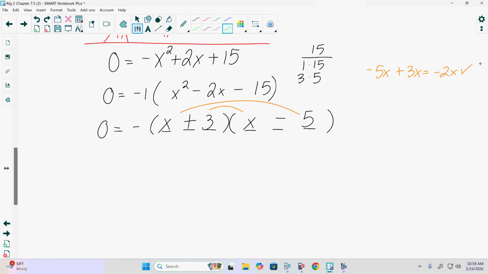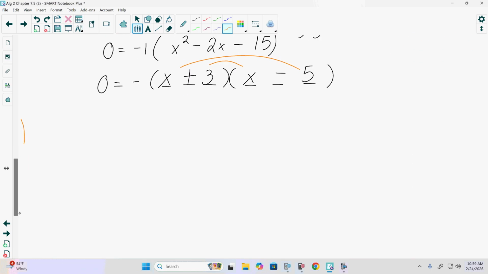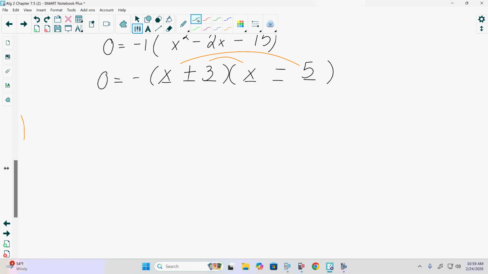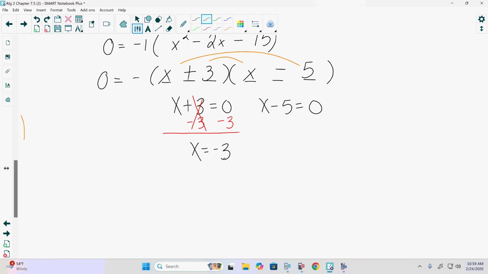So now we do have 2 or more things multiplied together to equal 0. So one of these two must be 0. Either x plus 3 is 0, or x minus 5 is 0. One of these two has to be 0. With our x plus 3, we would subtract 3 from both sides, telling us x is equal to negative 3. For our x minus 5, we would add 5, telling us x is equal to 5.